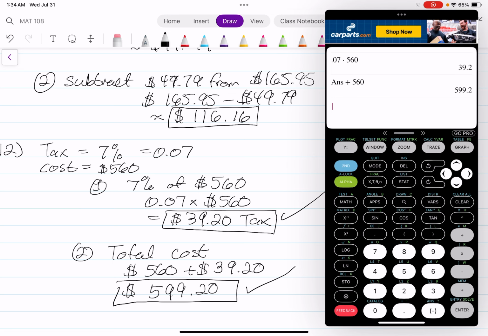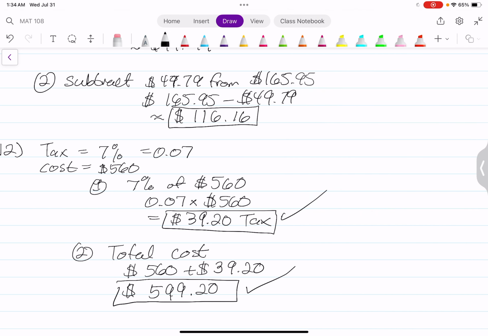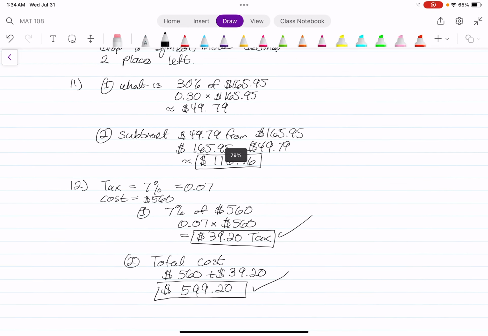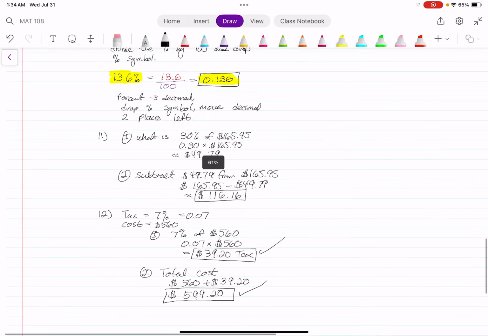So there you go. That is percentages in a nutshell. But don't just close the chapter on percentages, because you're going to see this more throughout the review in different sections. But here you go.